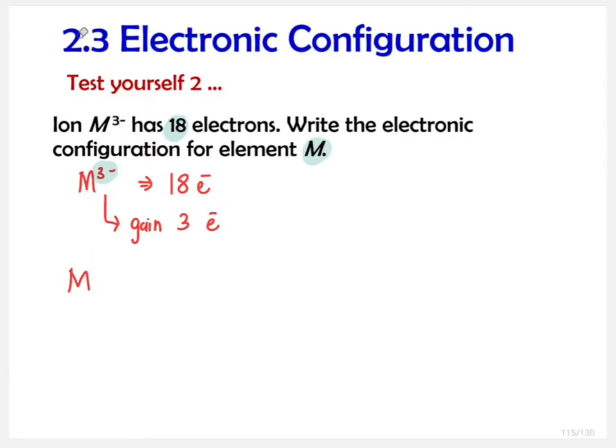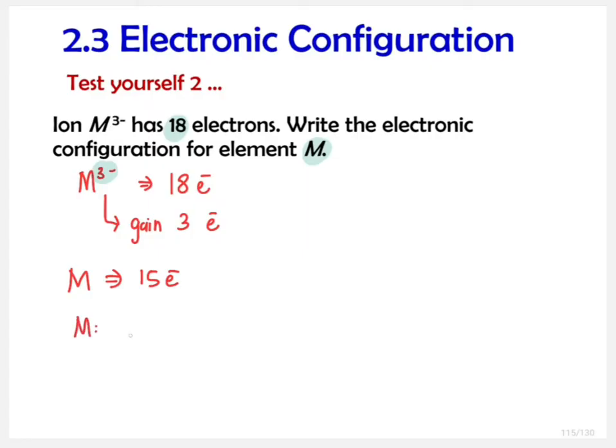So sebelum dapat 3 elektron tersebut, awak rasa berapa total elektron dalam M? So M only has 15 electron. Okay. Sebab daripada 15 tambah 3 jadilah 18 elektron. Alright. Jadi bila kita dah tahu 15 electrons, bolehlah kita tulis dia punya electronic configuration. So the question does not specify. Dia nak awak guna orbital diagram ke, dia nak awak guna spdf ke, jadi mana-mana boleh. Okay, let's say kita guna dua-dua.